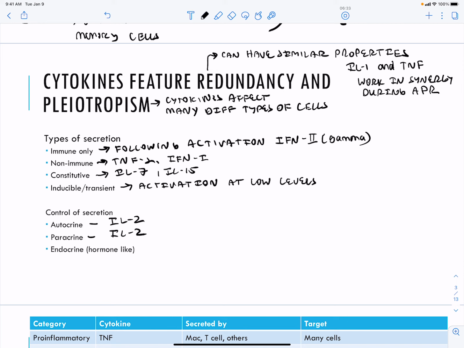We have endocrine or hormone-like, and this is going to be more of the innate cytokines. Our acute phase, our IL-1, TNF-alpha, and our IL-6. And so our autocrine or our paracrine could also be innate. It doesn't always have to be adaptive. IL-2 is from the adaptive.